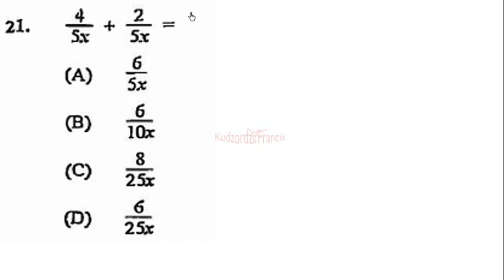We have this question 21 with a common denominator of 5x. So we write down one of them, and that will add the exponent and the numerator easily for us, and that will give us 6 over 5x. So the correct answer is this.